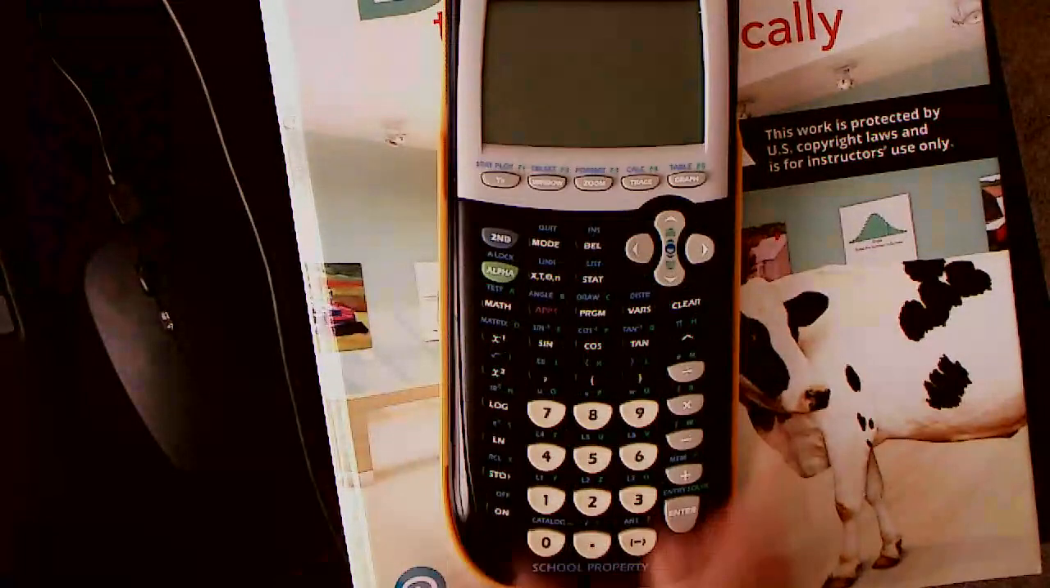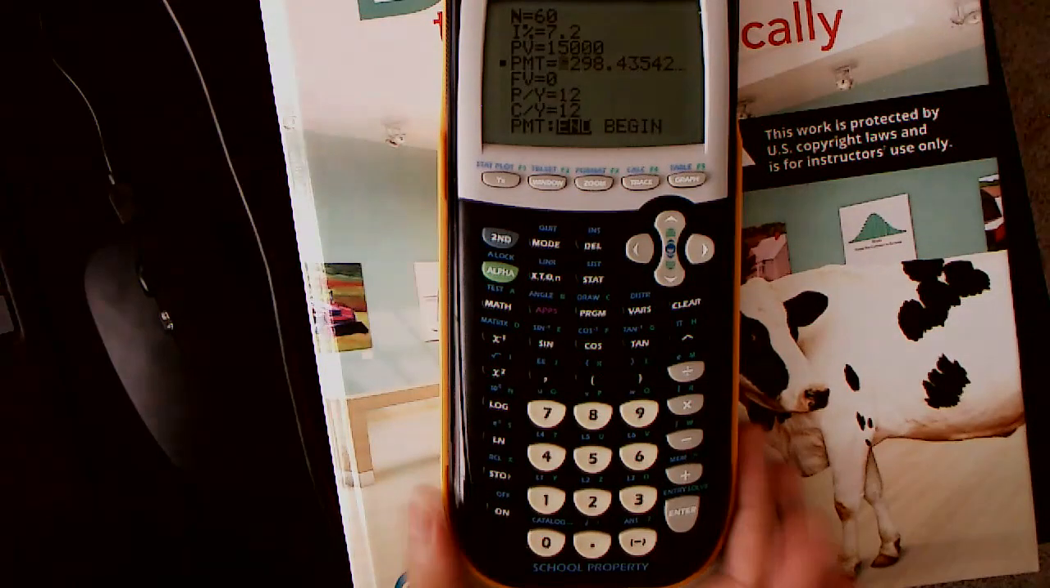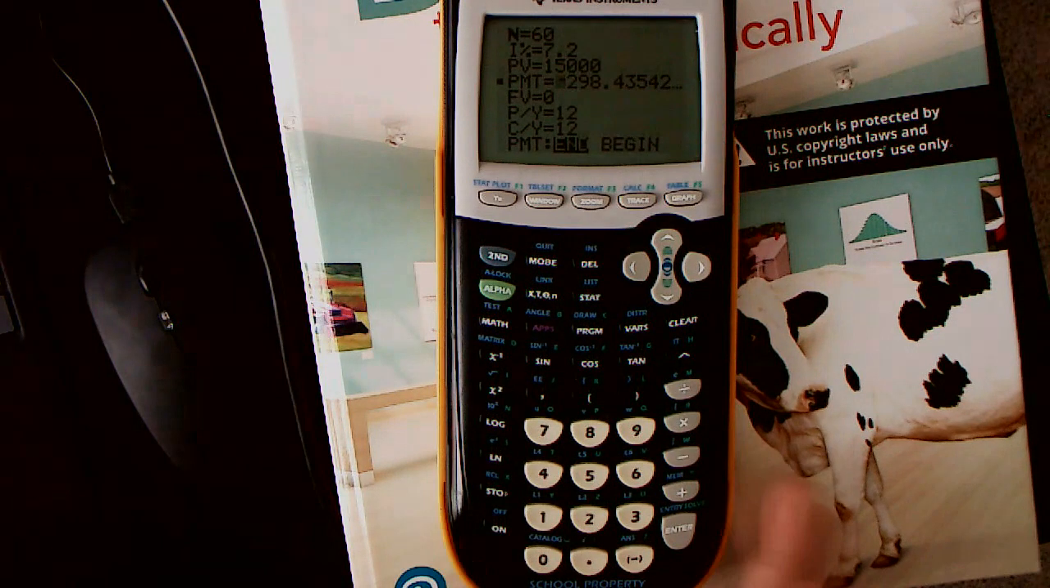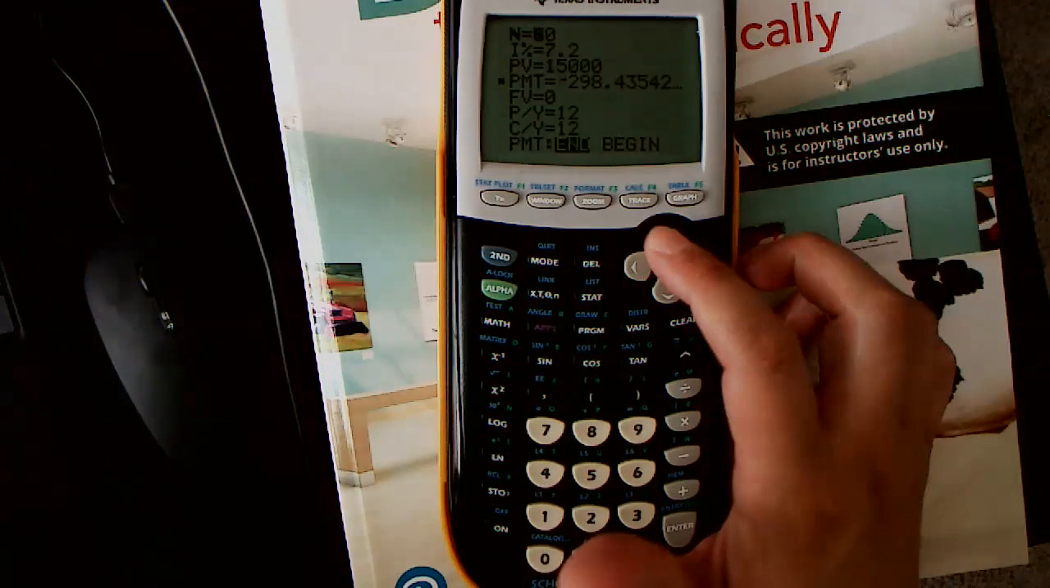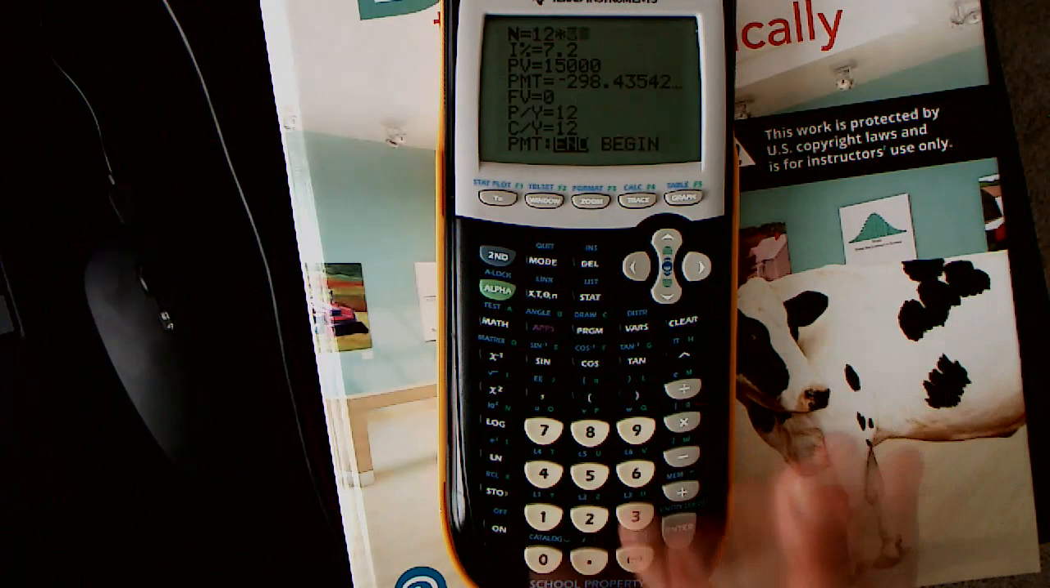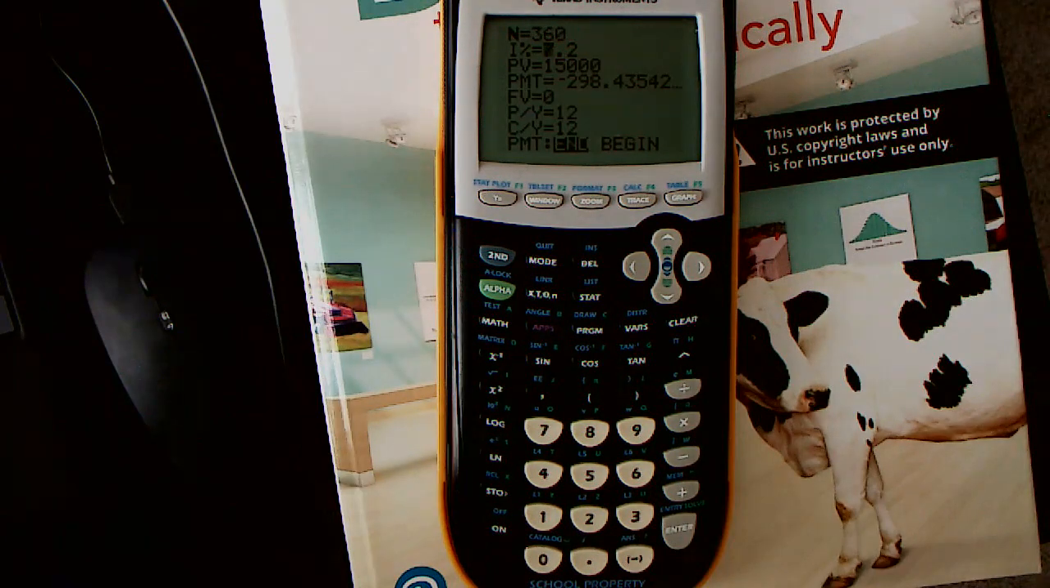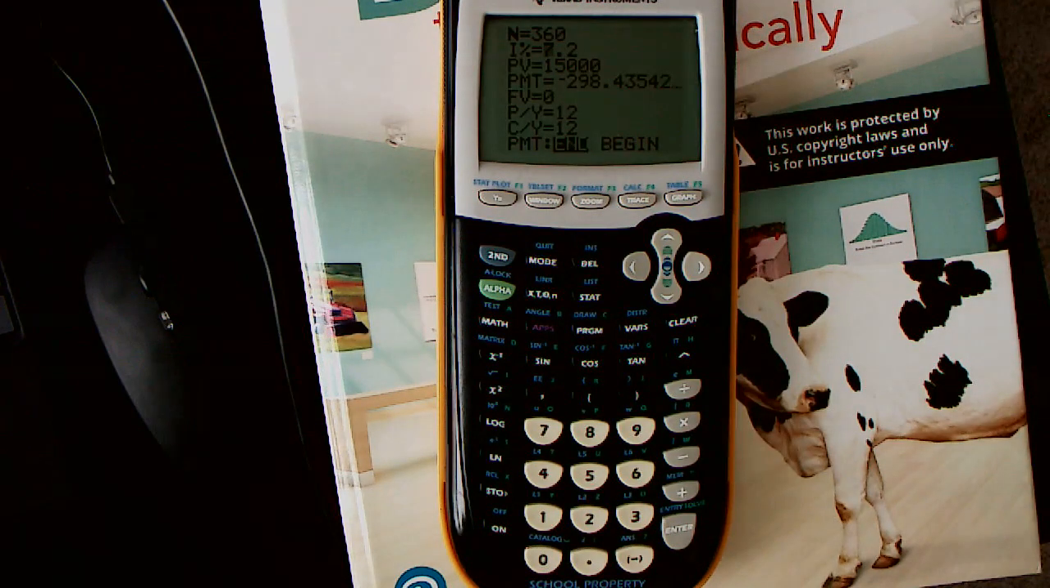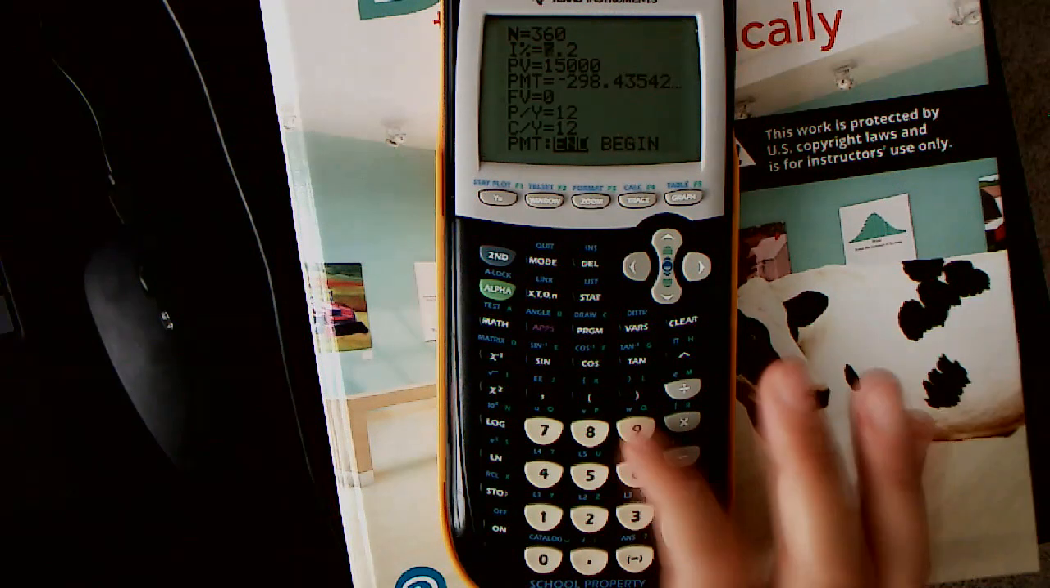Okay, so I turn on my calculator. It's already in the TVM solver. So all the way up, a 30-year loan, 12 times 30, is 360. 360 is a very long time. Over the 30 years, you are going to pay 360 payments in total. Annual interest rate, 9.5%. That is very high.